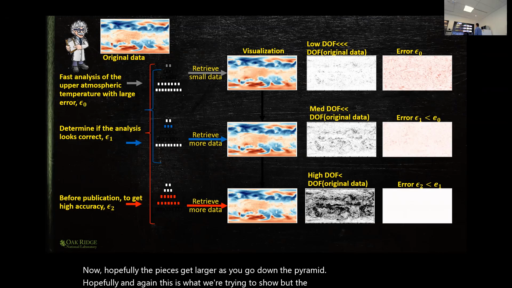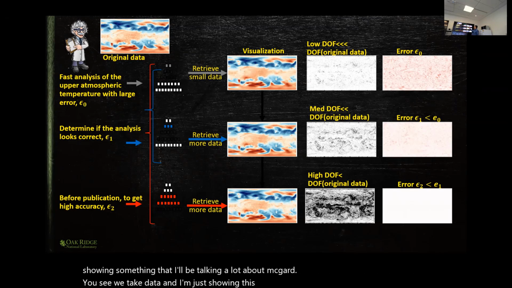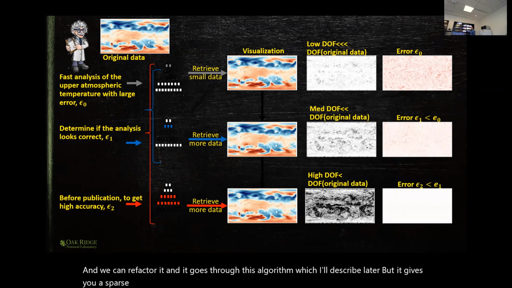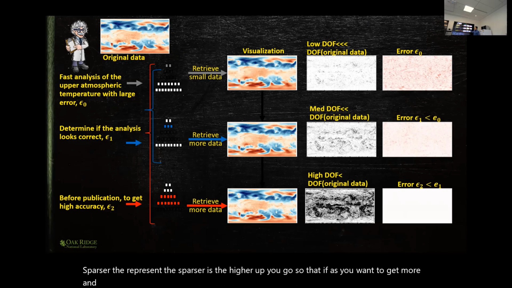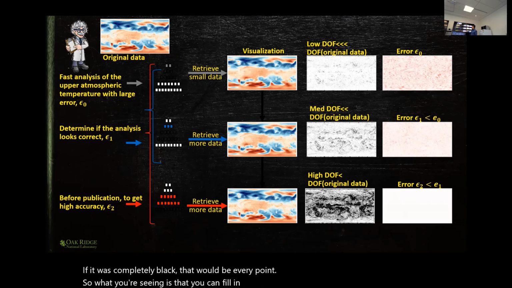But the other thing, and this is just showing something that I'll be talking a lot about, MGARD. You see, we take data, and I'm just showing this as an image. And what we do is we take the data and we can refactor it. And it goes through this algorithm, which I'll describe later, but it gives you a sparse representation of the data. The sparser is the higher up you go. So that if, as you want to get more and more accuracy, you can see in the middle column that you're getting more black points. If it was completely black, that would be every point. So what you're seeing is that you can fill in the points where you need more accuracy.